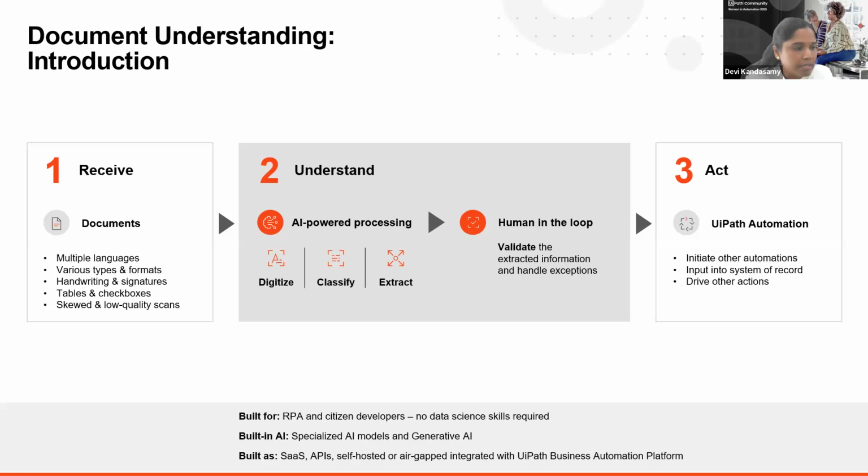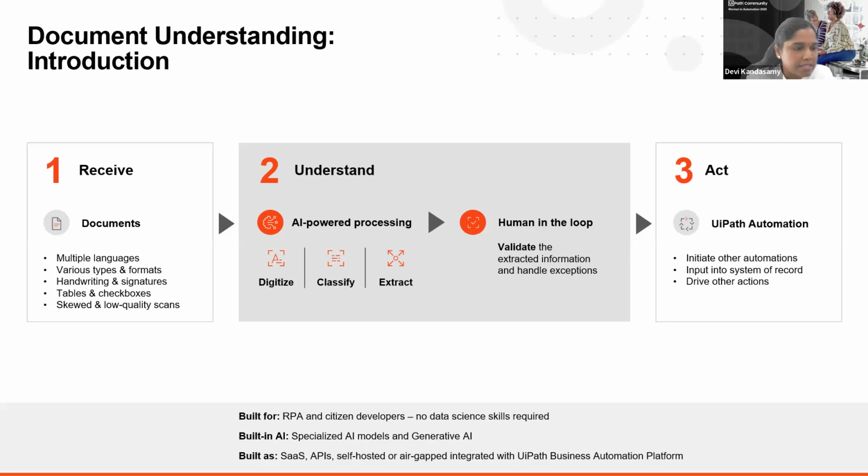The first part is digitizing the document, where the document is read and the digitized text is extracted. The next part is classification, where a document is classified into different document types. The third part is extraction, where each of the data points is extracted. And then we have human in the loop to handle any exceptions and validate the extracted information.